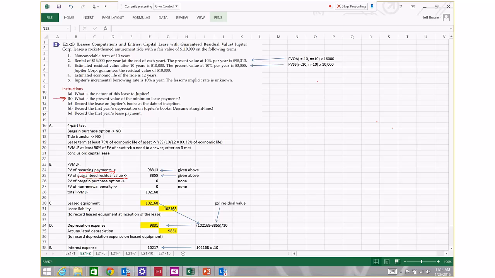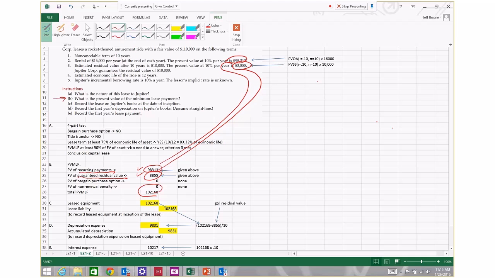We were explicitly told above that the present value of the recurring payment was 98,313, and we were explicitly told above that the present value of the guaranteed residual value was 3,855. So the total present value of the minimum lease payments is simply the present value of the recurring payment of 98,313, plus the present value of the guaranteed residual value of 3,855, or the total present value of the minimum lease payments is 102,168.